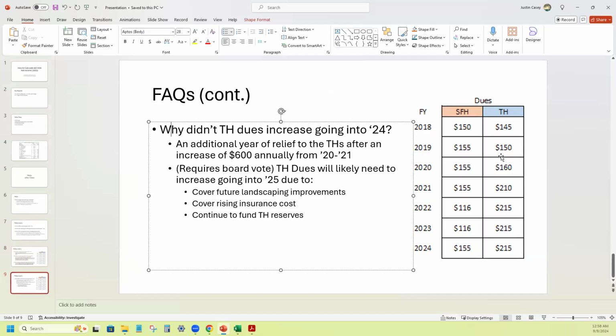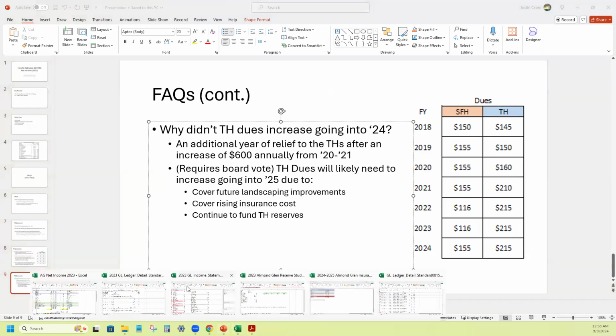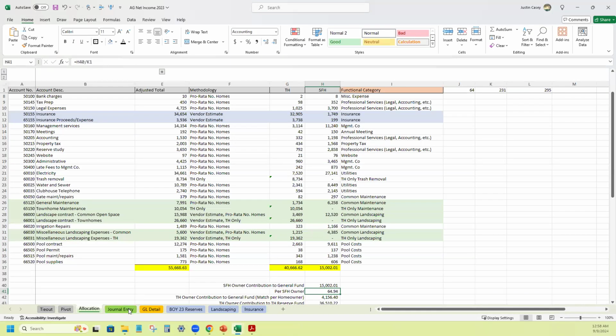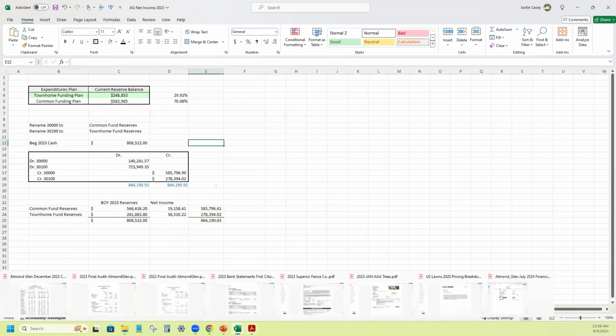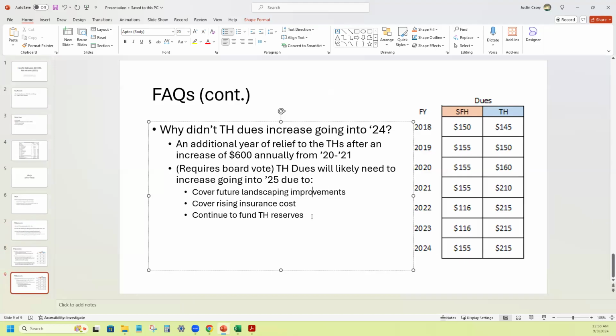Okay. Finishing up the facts here. So why did the townhome dues increase going into 2024? This was an additional year of relief to the townhomes after an increase of $600 annually going from 20 to 21. And then this would obviously require a board vote, the same as instructing AMG to make a difference to the journal entry. That would require a board vote.